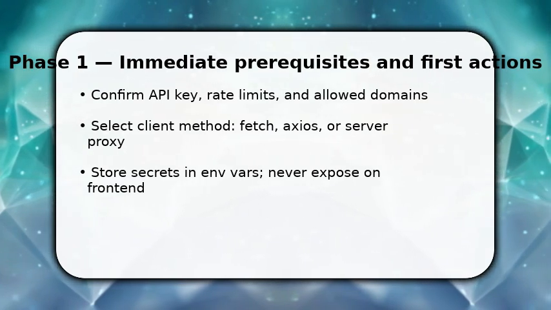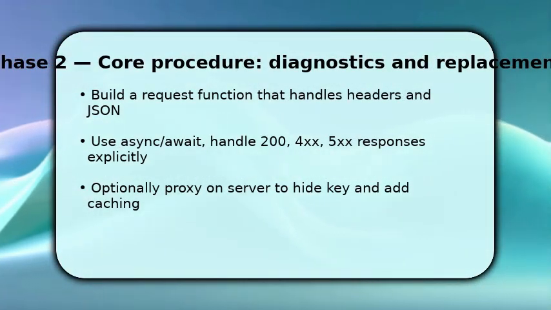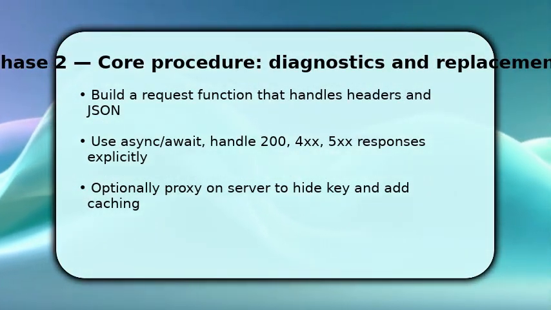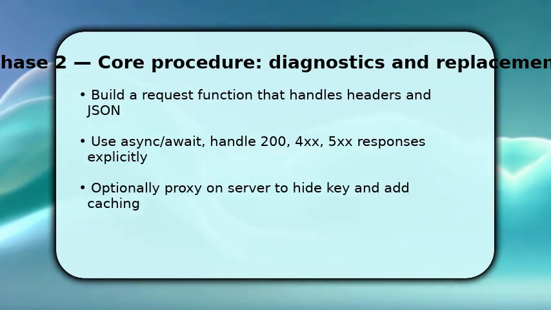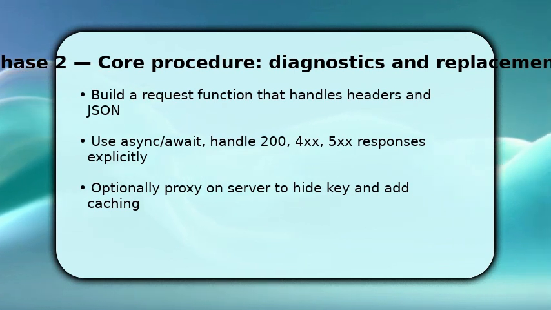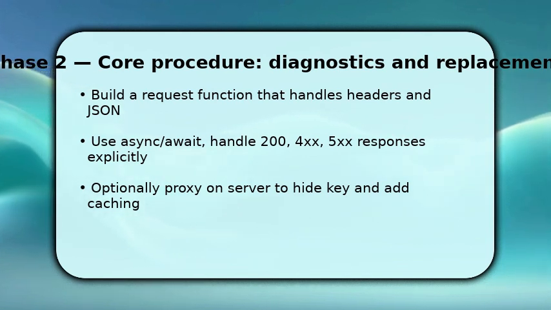An async function that composes headers, includes the API key from env, and sends JSON. You await the response, check status codes, and parse JSON only on success. Otherwise, throw a meaningful error. If the API requires auth tokens, implement refresh logic.